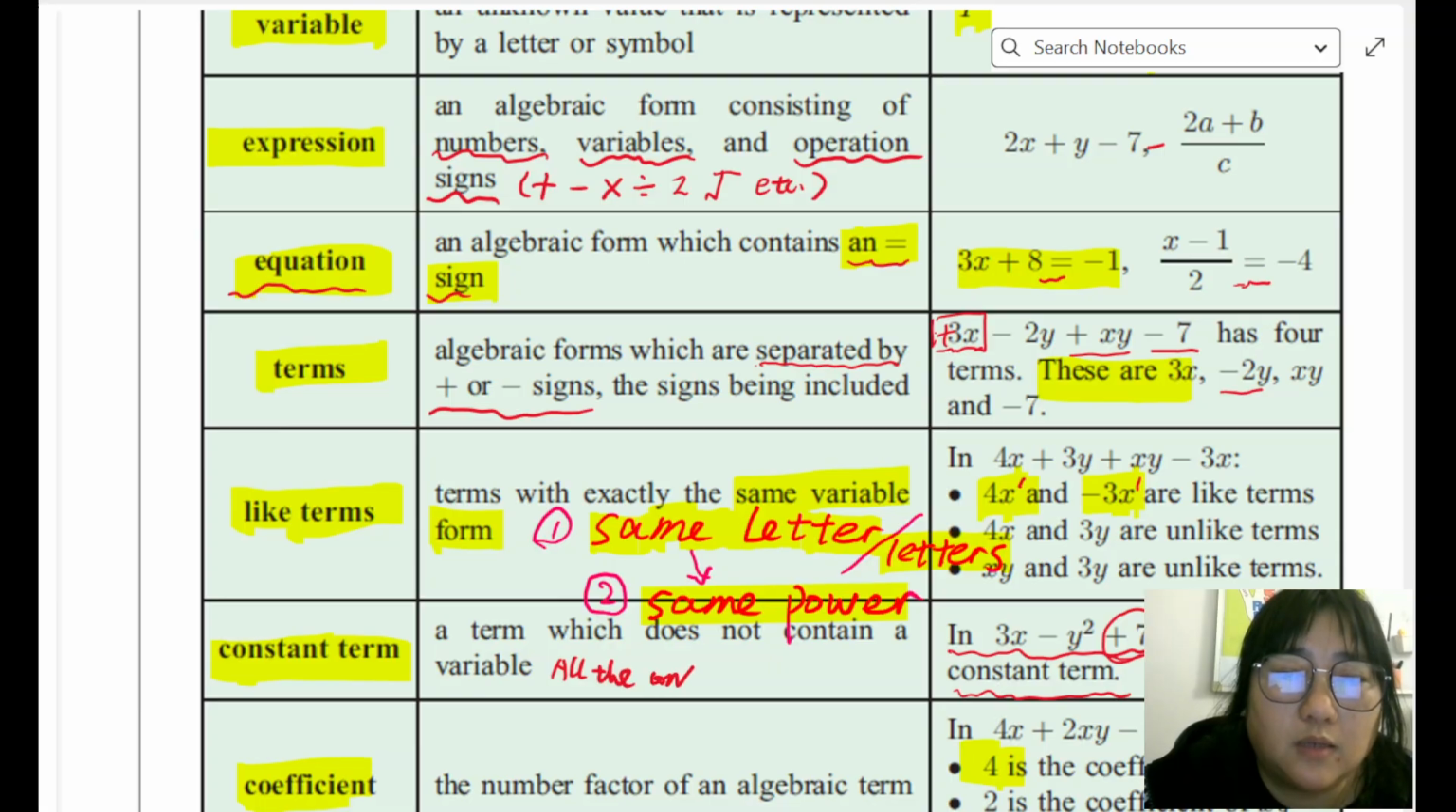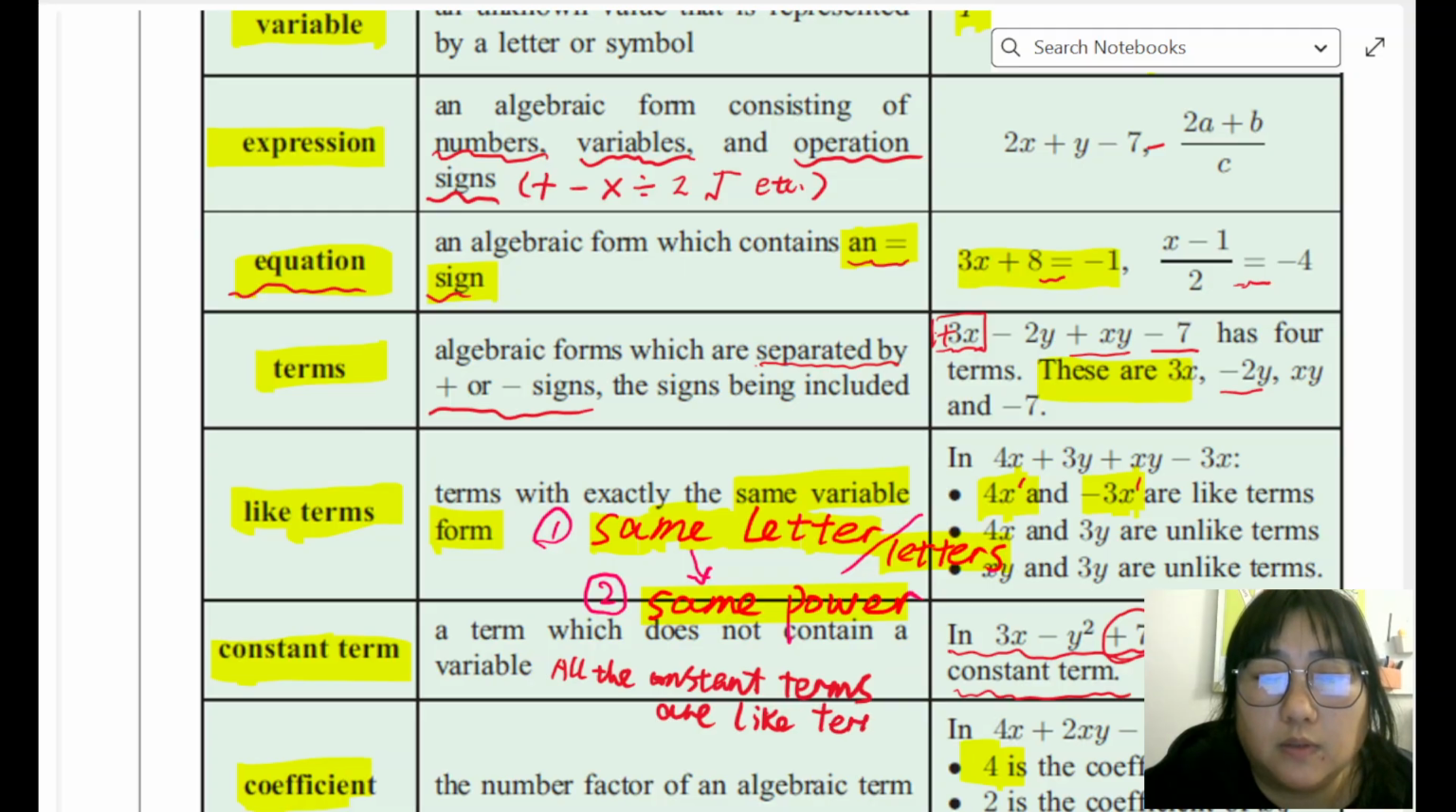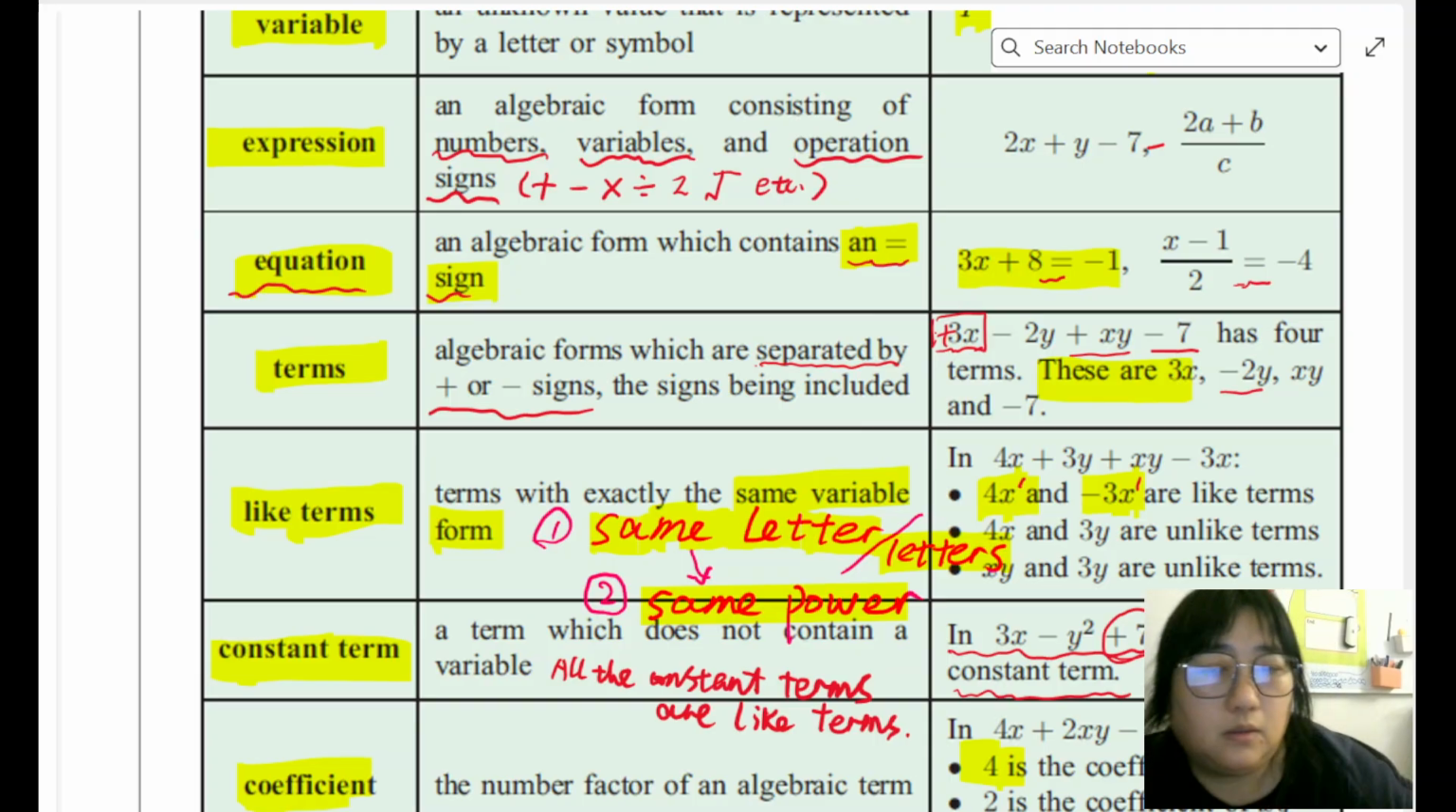Because all the constant terms, we know they are numbers, and numbers can always add or subtract. So all the constant terms are like terms. Okay, the last one, coefficient.